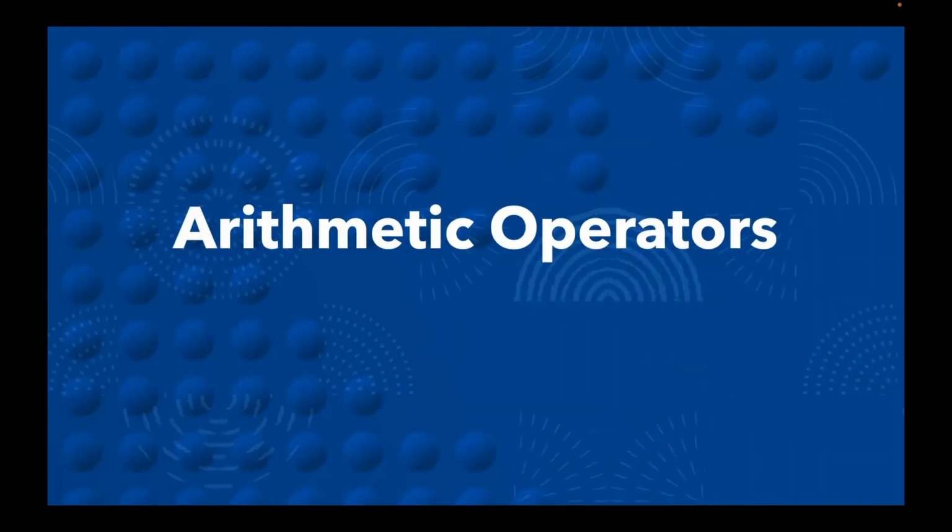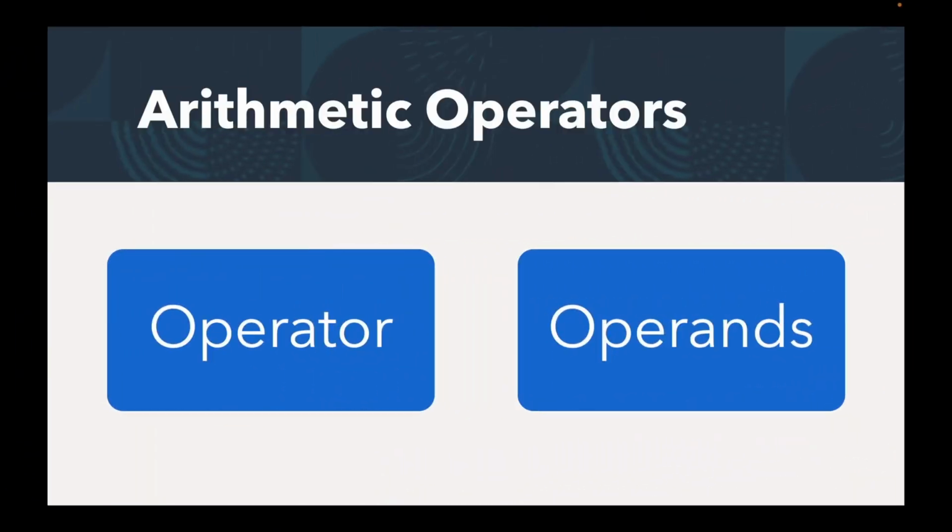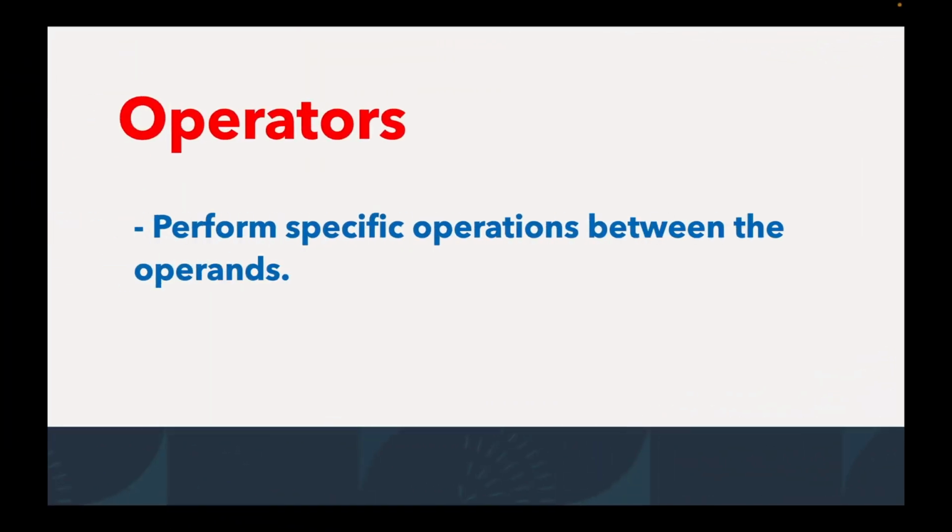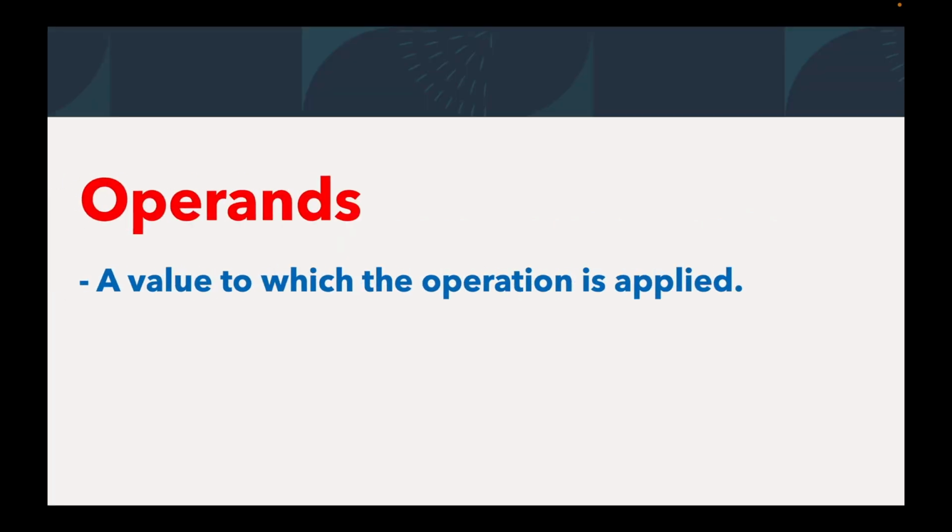In this episode, we are talking about arithmetic operators. So let's get started. Before we dive into arithmetic operators, let's quickly understand what operators and operands are. In Python, operators are special symbols that carry out arithmetic or logical computations. The value that the operator operates on is called operand. For example, in the expression a plus b, plus is the operator and a and b are the operands.